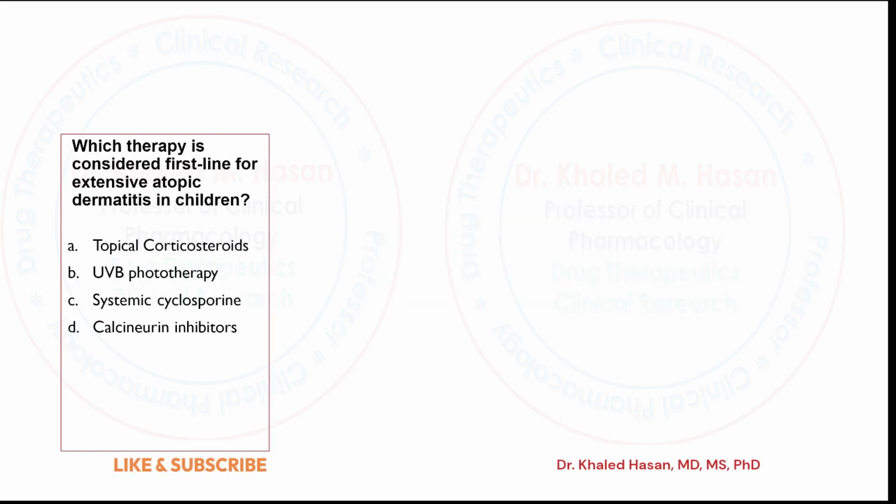Next, which therapy is considered first line for atopic dermatitis in children? First line treatment for atopic dermatitis in children. We have topical corticosteroid, UVB phototherapy, systemic cyclosporin, or calcineurin inhibitor. Which one?